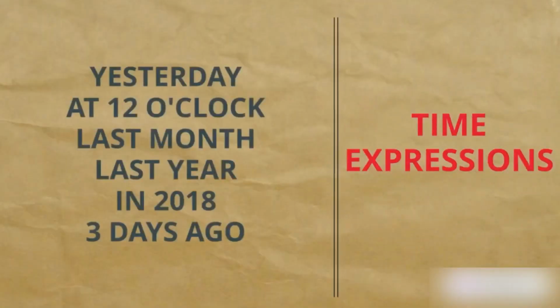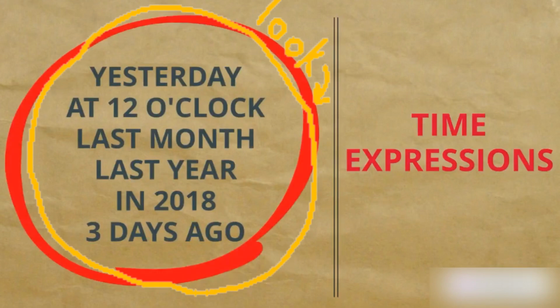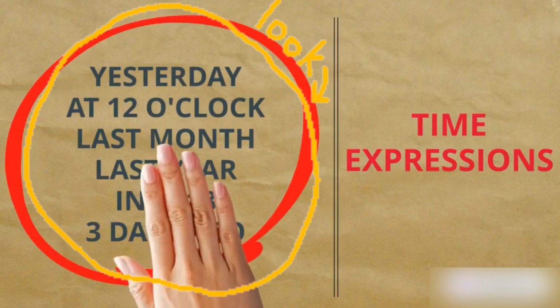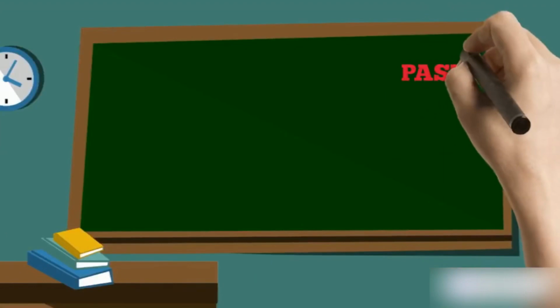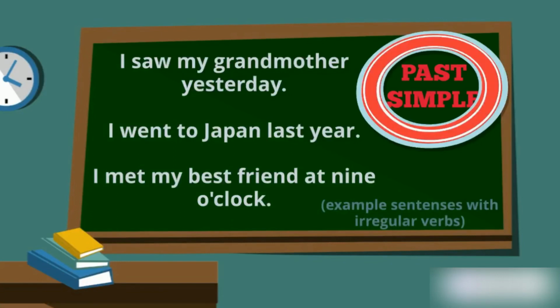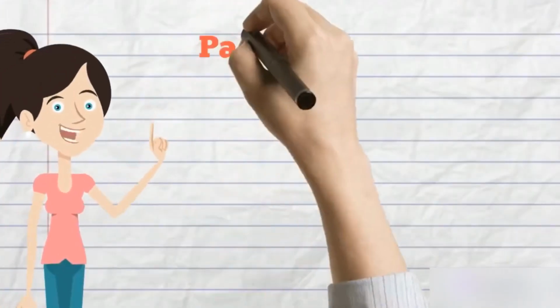While making sentences with the past simple, we also use time expressions such as yesterday, last month, last year, in, and ago. Let's make some sentences with irregular verbs. I saw my grandmother yesterday. I went to Japan last year. I met my best friend at 9 o'clock. All these sentences have time expressions.